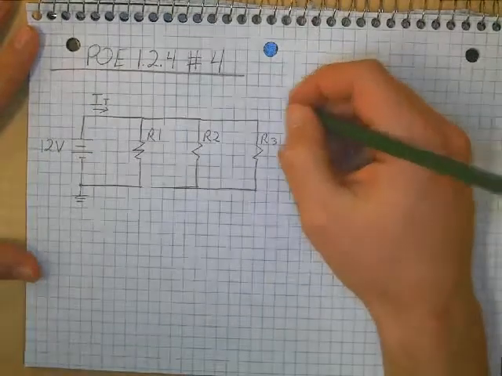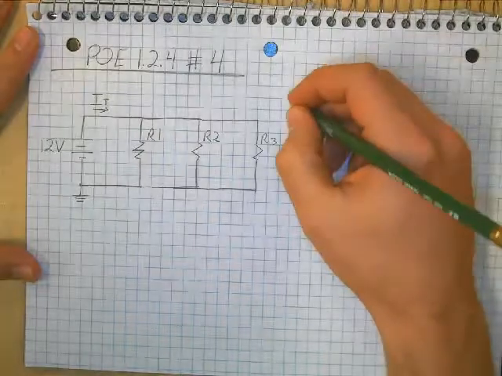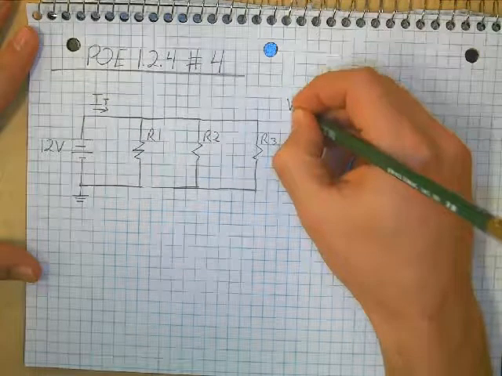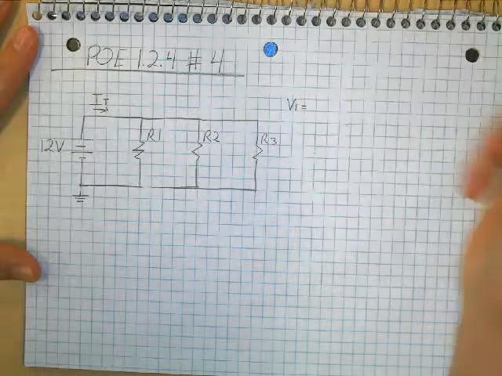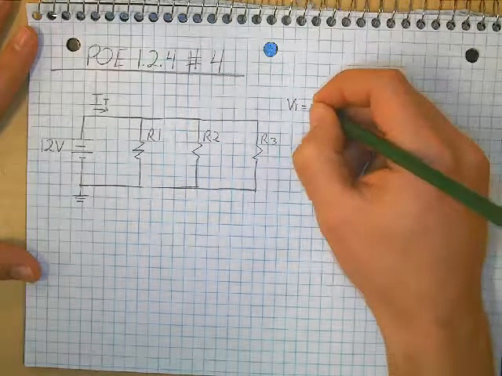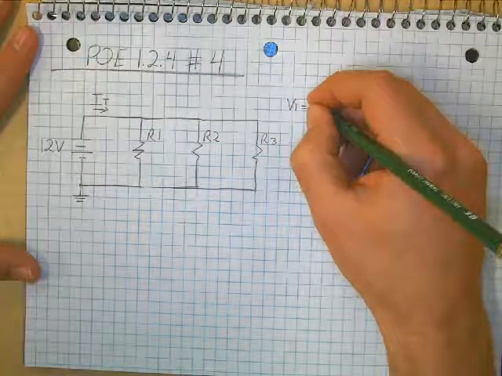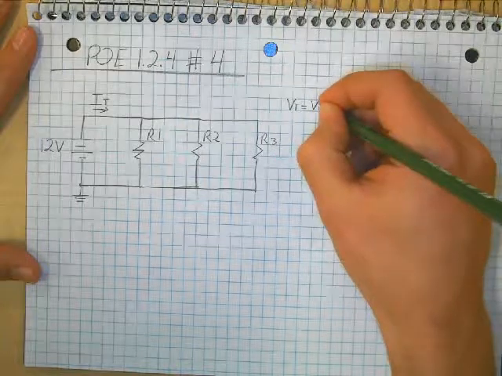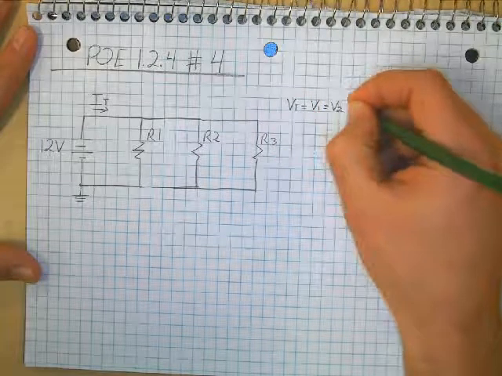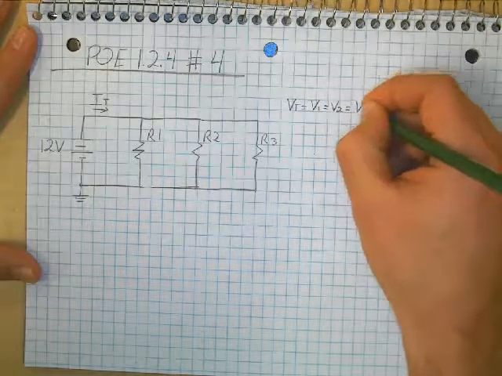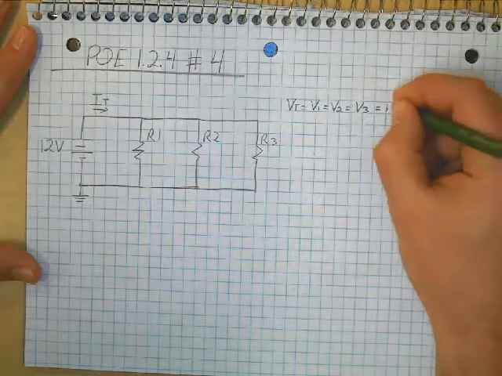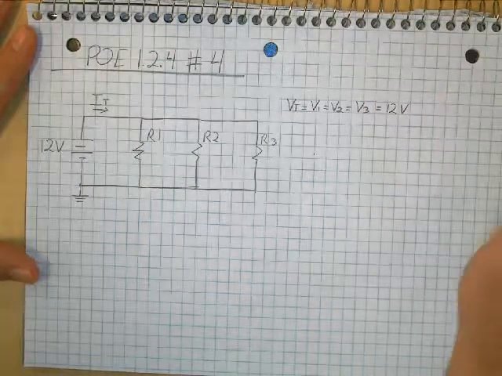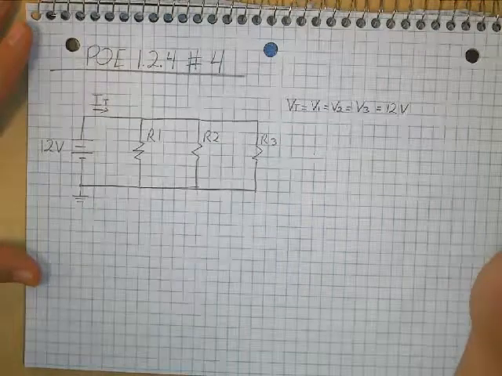First, we are given the total voltage. And based off our circuit laws, our total voltage is the same as the voltage across each resistor, and that is equal to 12 volts. So there's our first piece of information.